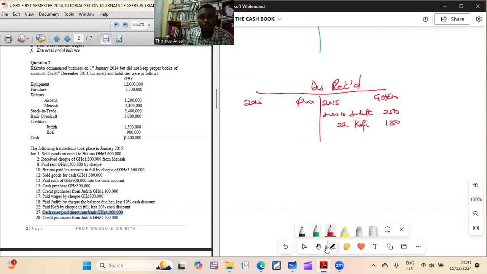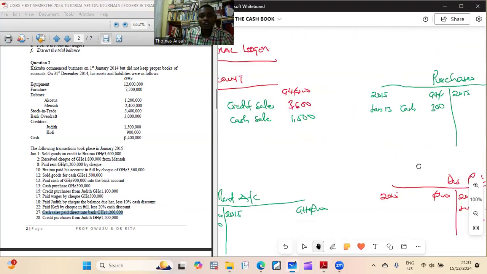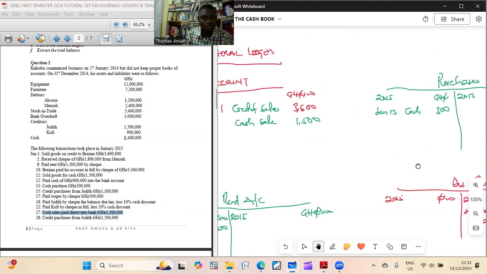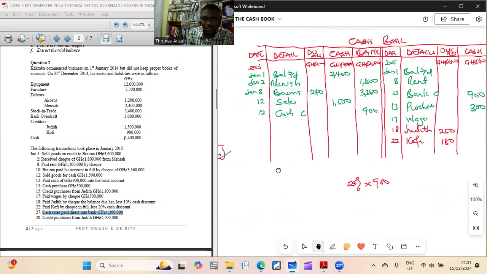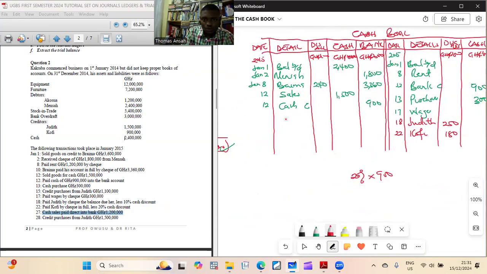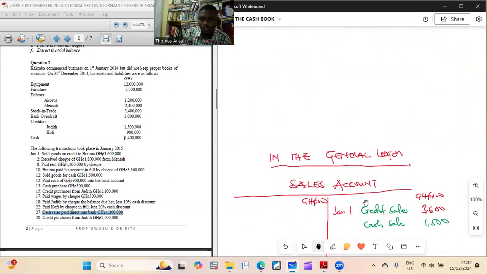Cash sales paid directly into bank. Do you remember how I said we should treat it as a one-time transaction? So cash sales paid directly into bank. So when we go to your cash book, you just write cash sales. So what date is that? 27. So sales. How much is that? 1,002, right? So you treat it straight to bank. All right. Corresponding entry, it is a cash sales. So go to your sales account and put 1,002 there.